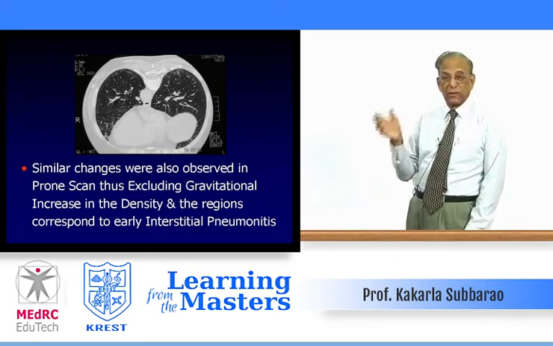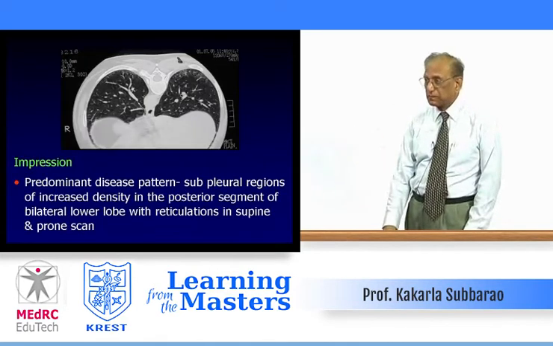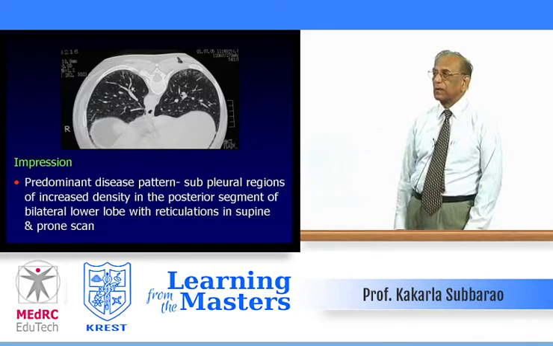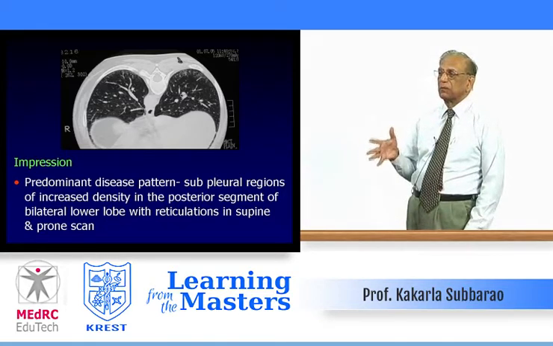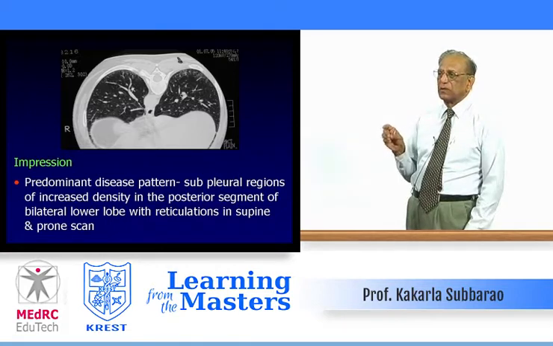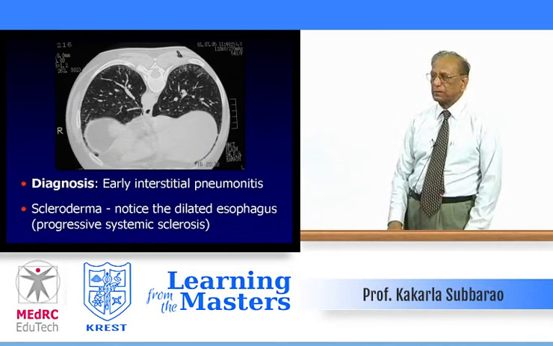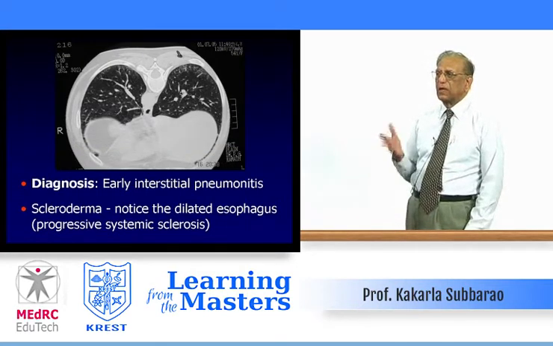There are 5 or 6 types of interstitial pneumonitis, acute and chronic. Again, in prone position, the predominant disease pattern is subpleural, with increased density in the posterior segment of bilateral lower lobes with reticulations in supine and prone scans. That is a common finding that we see. Diagnosis, early interstitial pneumonitis. Due to what?